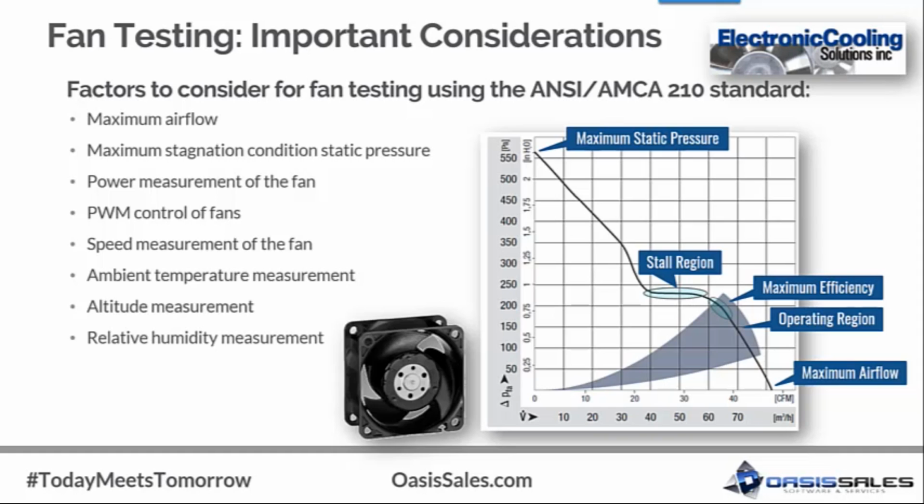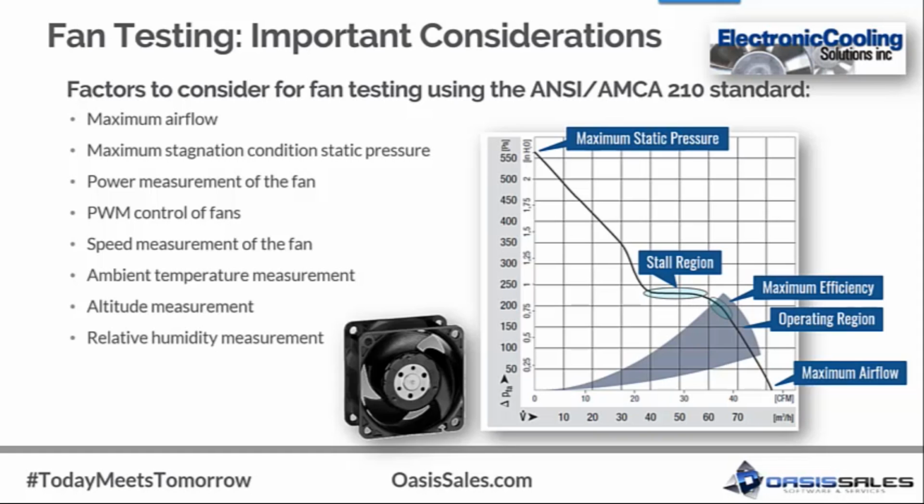This is similar to a fan that is placed in a room with no obstacles upstream as well as downstream of it. The maximum stagnation condition static pressure is identified by creating a zero airflow through the fan while the fan spins at the set speed. Additional points are created by varying airflow through the fan and identifying the static pressure generated by the fan.